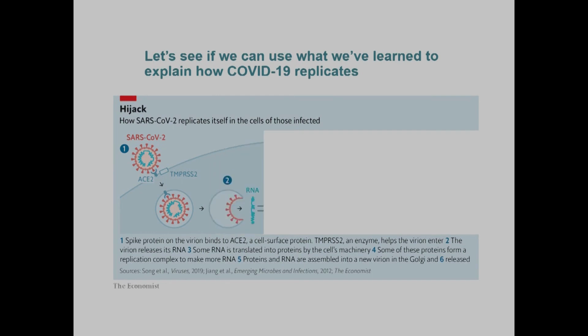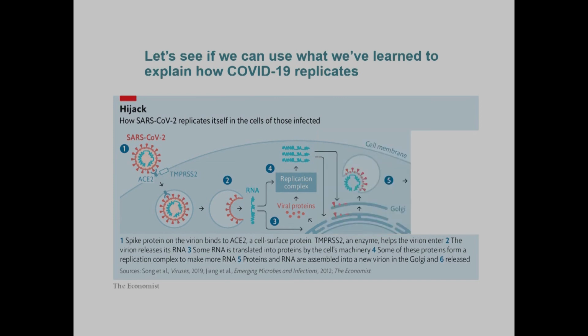Once inside the cell, the virus will open and allow the RNA to enter into the cytoplasm. Some of that RNA will be used to directly translate viral proteins, and those proteins will be used to make a replication complex so that the RNA can replicate itself. Proteins and RNA that are made this way will then be assembled into a new virus in the Golgi and will eventually be released through exocytosis.